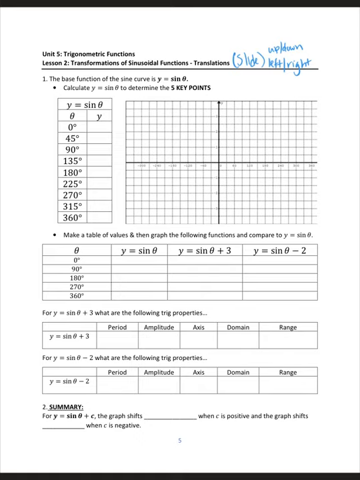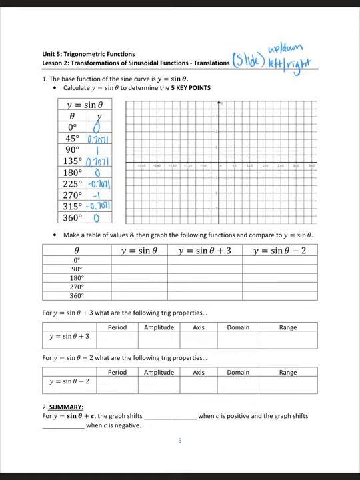So if I plugged in the sine of 0, that's going to equal 0. The sine of 45 is 0.7071. Okay, pause the video and go ahead and fill out the rest of that table of values. So here is the rest of the table of values all filled out.